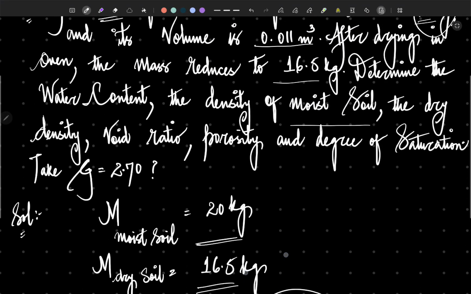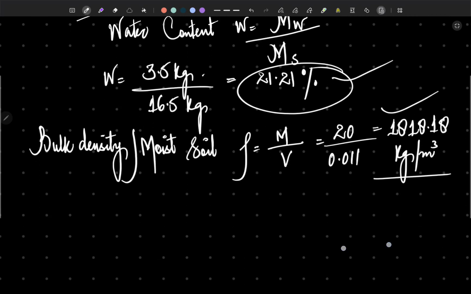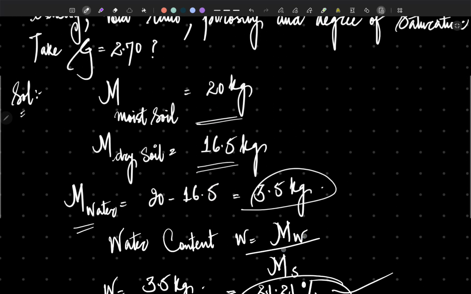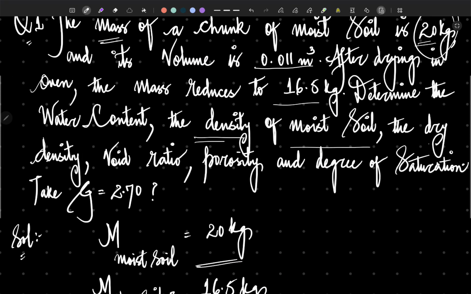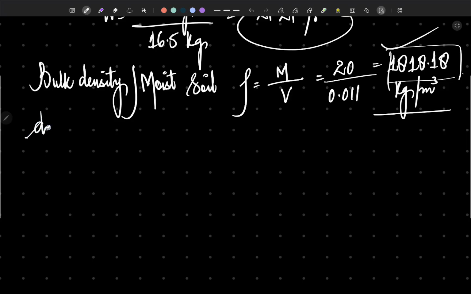So part second is also completed. We have found the water content. We have already discussed about the water content and the oven drying method and all. Secondly, we have also found the density of the moist soil or the bulk density, and that is equal to this much. What question demands next? The dry density. That's what we have to find now.